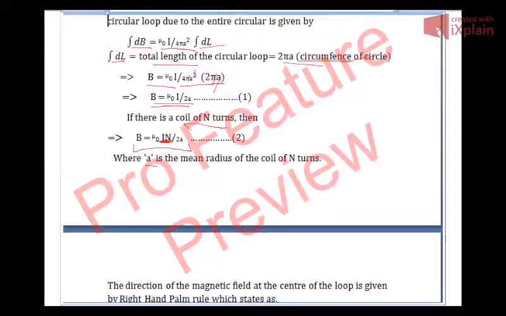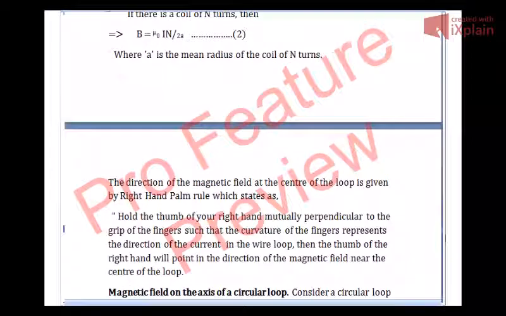The direction of the magnetic field at the center of the loop is given by the right hand palm rule. In the first case, in the case of a straight conductor carrying current, the direction was given by the right hand thumb rule, and in the case of a circular loop it is given by the right hand palm rule. What does the palm rule state? It states that you have to take the right hand and hold the thumb of your right hand mutually perpendicular to the grip of the fingers.